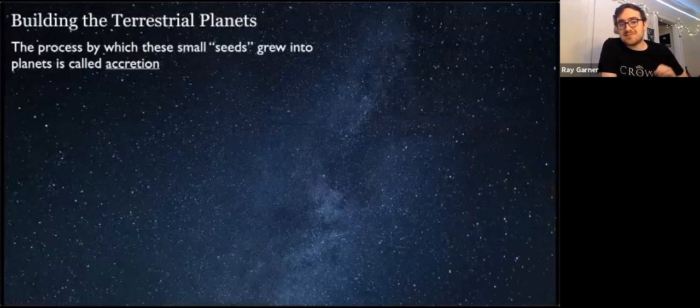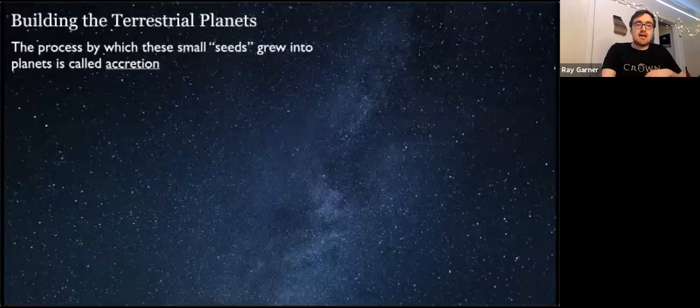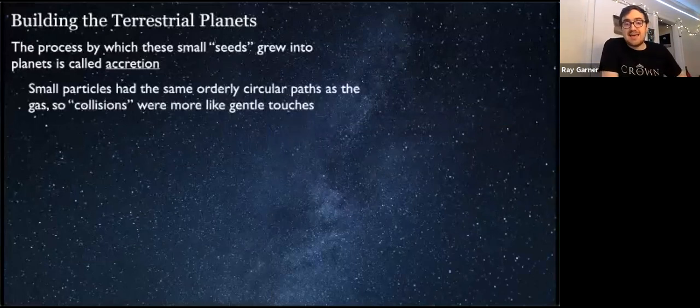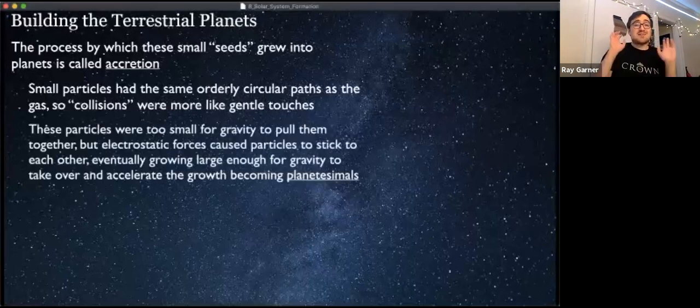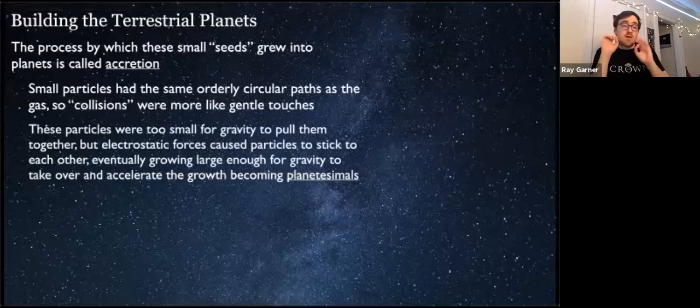The process by which the small seeds grew into the planets is called accretion. So accretion began with the small particles, and these small particles had pretty much the same orderly circular paths as the gas. So collisions between these small particles were more like gentle touches, and they could actually collide and stick. What caused them to stick was not gravity, but if these particles were slightly electrically charged, then electrostatic force, static electricity, essentially the same thing that makes your hair stick up when you comb it too much.